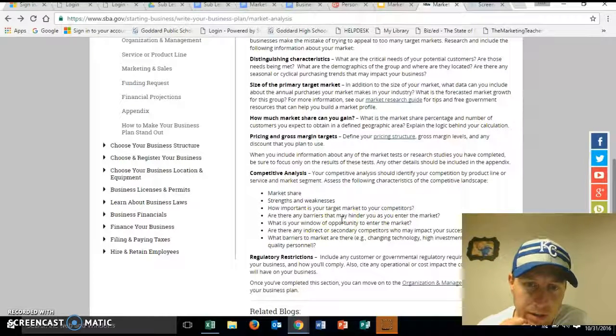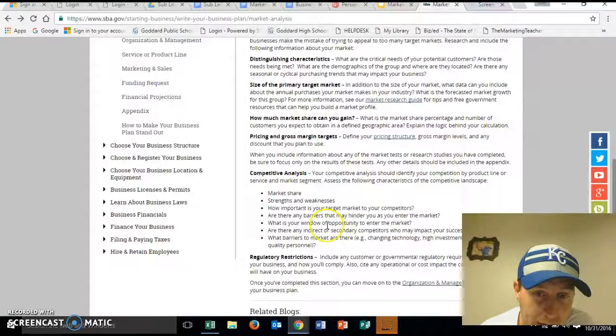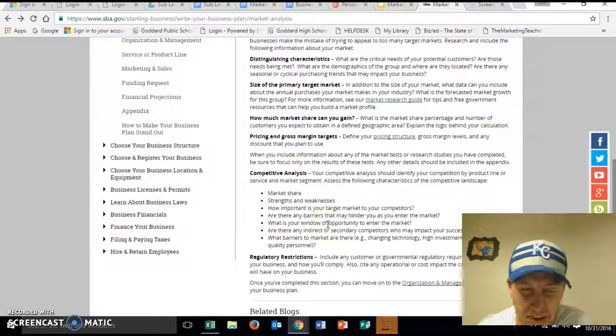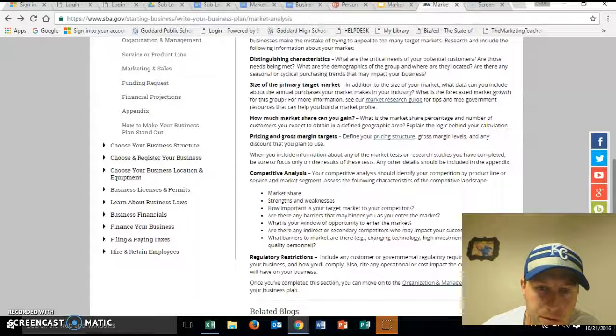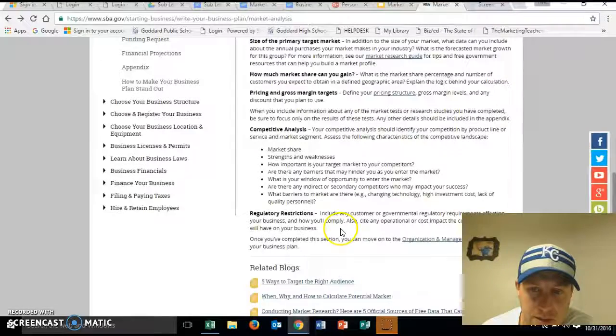Barriers meaning, are there legal issues that you're going to have to deal with? Taxes? What other things might get in the way to keep you from opening? How long do you have? When do you need to get this out into the market in order to be effective? Remember, timing is everything, according to that one video we watched. So continue to look at these items and identify them in your competitive analysis.